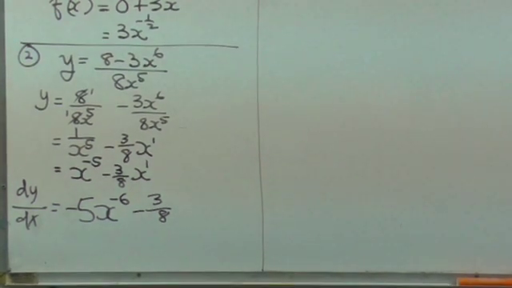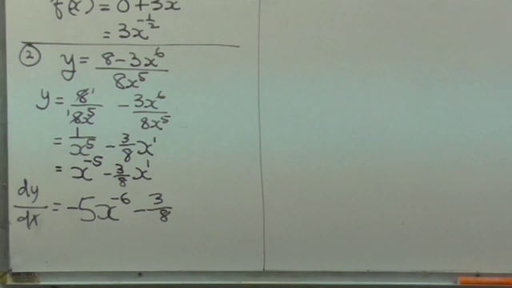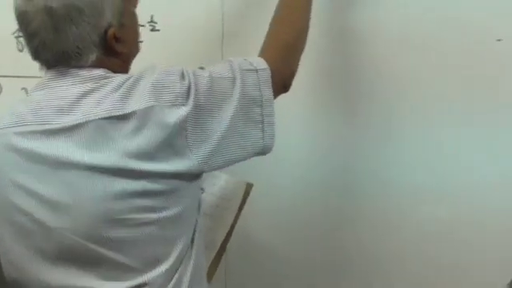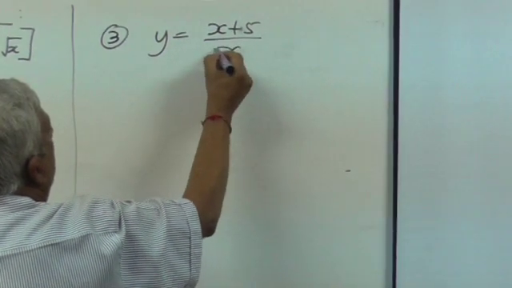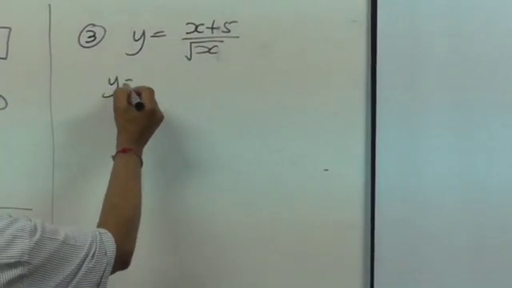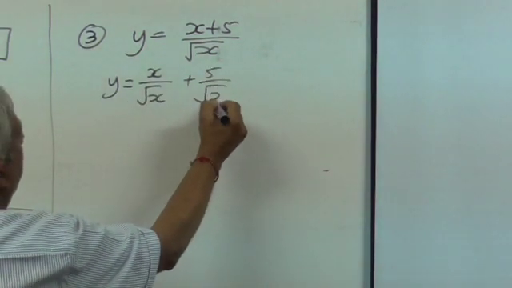Alright, we're just going to give you a few seconds to have a look at them and to think about them. Right, we're going to now move on to number 3. In number 3, you had y is equal to x plus 5 all over root of x. Once again, you have to divide. So your question becomes x over root x plus 5 over root x.